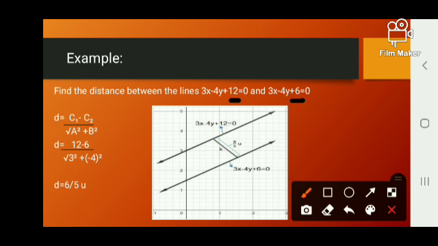The formula for the distance between parallel lines is d equals the absolute value of c sub 1 minus c sub 2 over square root of a squared plus b squared. Next, substitute the values of c sub 1 and c sub 2: 12 minus 6 over square root of 3 squared plus the quantity negative 4 squared. So, the distance between the given parallel lines is 6 over 5 units. Try to look at the graph.